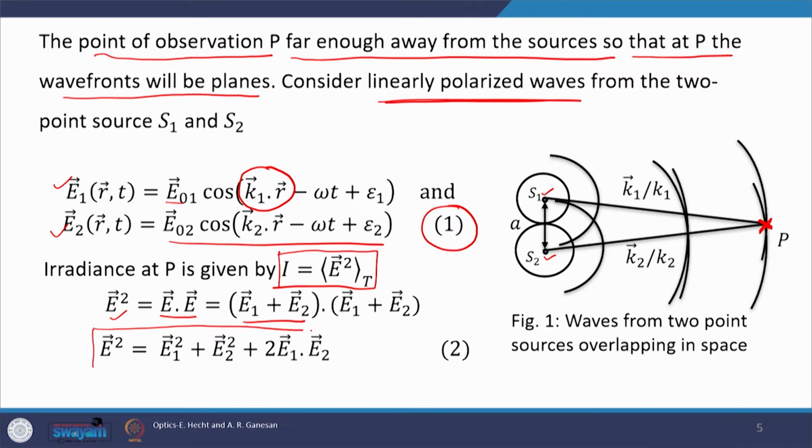The resultant E square at the point of observation P would be equal to E1 square plus E2 square plus 2 E1 dot E2. Now, you see here, the first term is the irradiance due to the first source, the second term is the irradiance due to the second source, but apart from these two contributions, we have a third term also, an extra contribution which owes its origin to the multiplication between E1 and E2, and therefore, this is called the interference term.